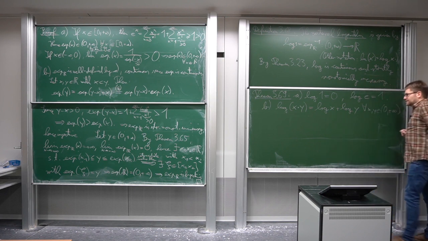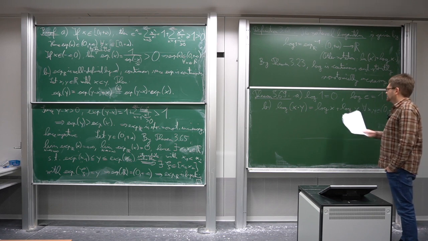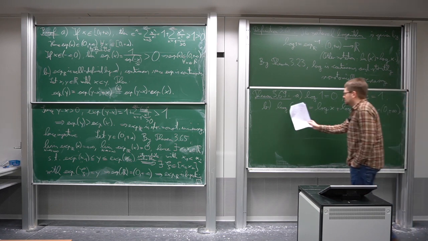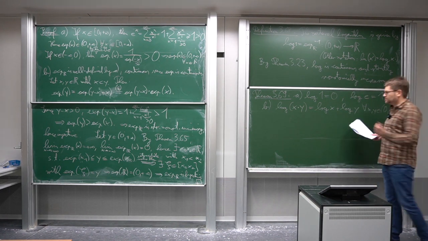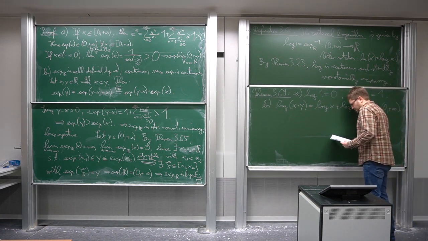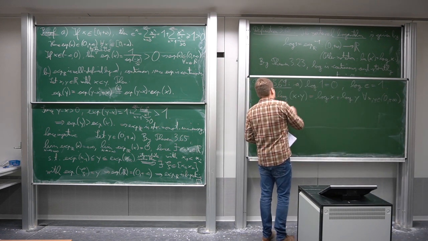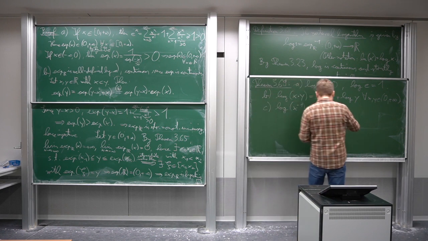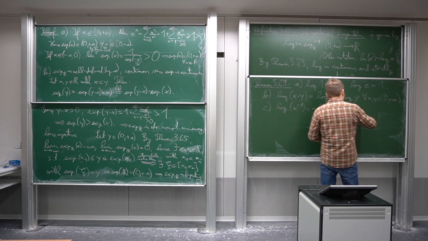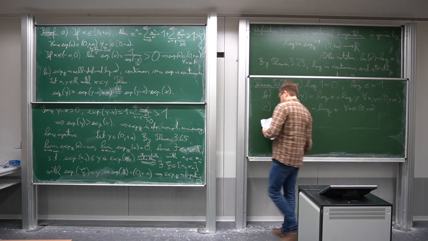So I said that exp is good because it converts addition into multiplication, and so this is basically the analogous thing. Log converts multiplication into addition, just the other way around. So this is not very surprising from this point of view. Okay, C, log of the inverse of x is minus log of x for all x in (0, +∞). This is also the opposite behavior of exp.